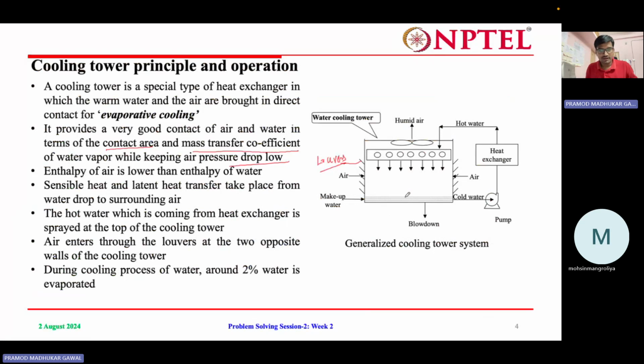During the cooling process, around 2% of the water is evaporated. The makeup water is used to compensate for the evaporated water. Here is a humidification. The heat is removed with the help of the drip, and the hot water gets cooled. The cold water is supplied to the heat exchanger or other applications. This is the simple phenomenon.